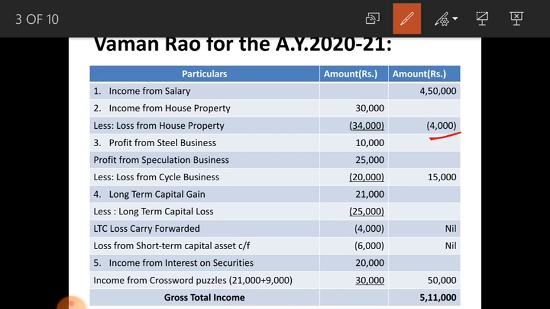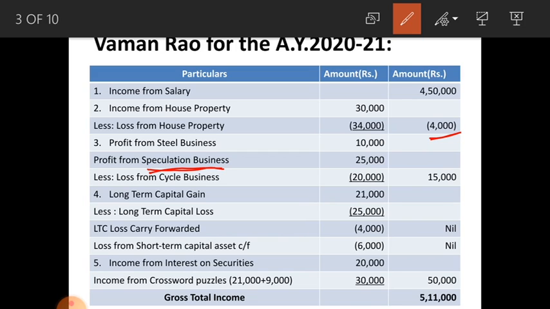See, if there is any speculation profit, that can be used to set off any other business loss. If there is any speculation loss, that speculation loss can be set off only against speculation profit. Here there is profit, so you can use this speculation profit to set off any other business loss. So the loss from cycle business amounts to rupees 20,000. You can set off this loss against other two business profits. So the remaining profit amount 15,000, you can write it in the outer column.